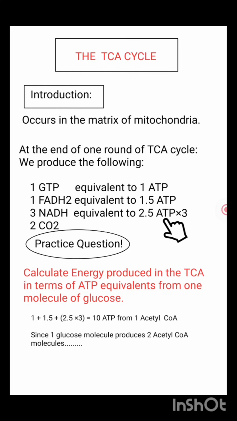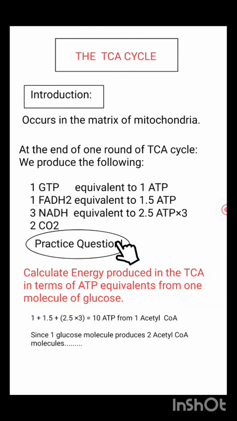This simply means that for one round of TCA, when you invest one acetyl-CoA molecule in the TCA cycle, you are going to produce 1 plus 1.5 plus 7.5 ATP molecules, which should give you a total of 10 ATP molecules, which is quite a lot of energy that we stand to gain from the TCA cycle, of course, with carbon dioxide that is actually produced.